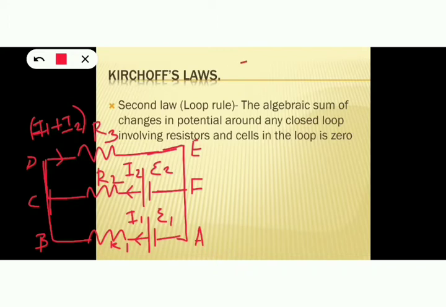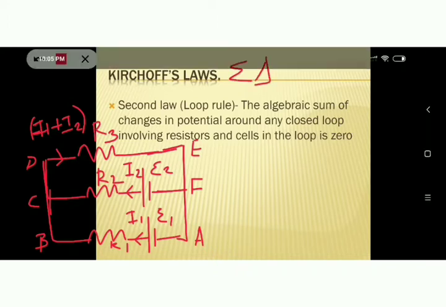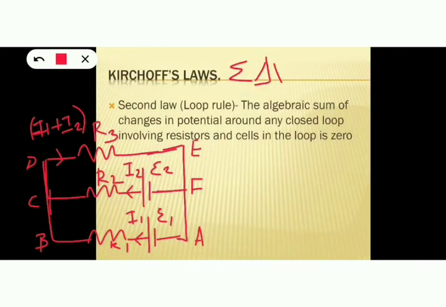That means we can simply write like this: sigma delta V equal to 0. Delta V means change in potential, sigma means sum of that change in potential. So in any closed loop, the sum of this change in potential will be 0.